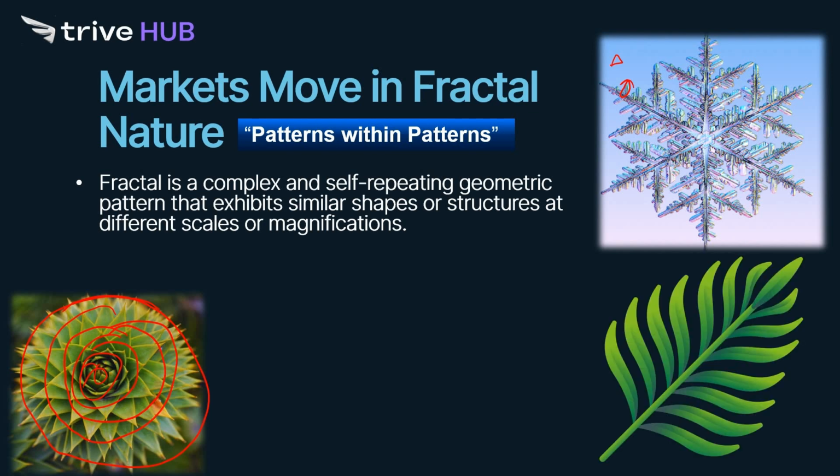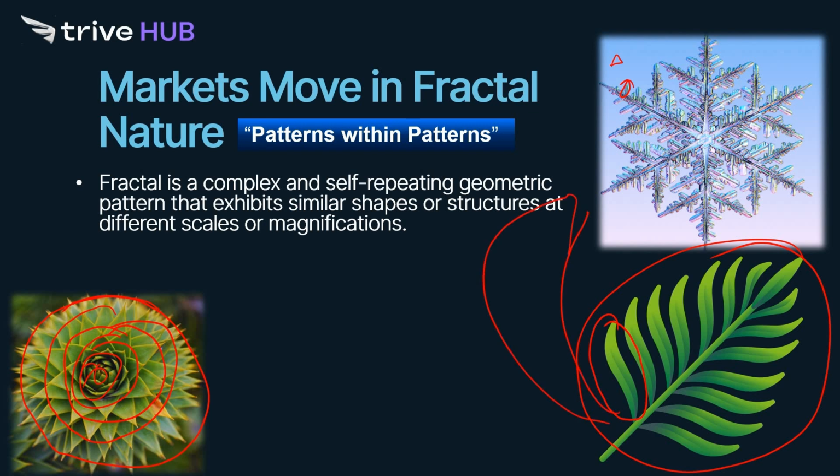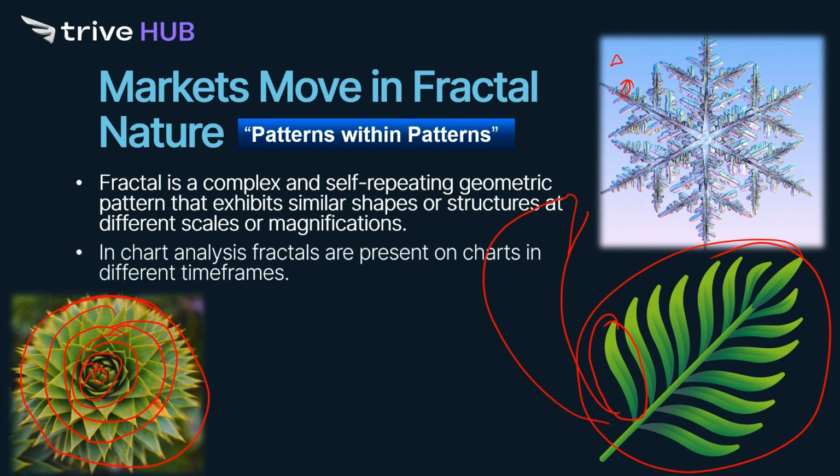You can see this leaf example also. This is the overall structure, and this similar structure is there for this one leaf also. And if you look at multiple structures like this, they also have a similar structure, but only the magnification or the scale is changing. The shape will always be similar. So in charts also these fractals are present, but you need to identify them on different time frames, different scales.